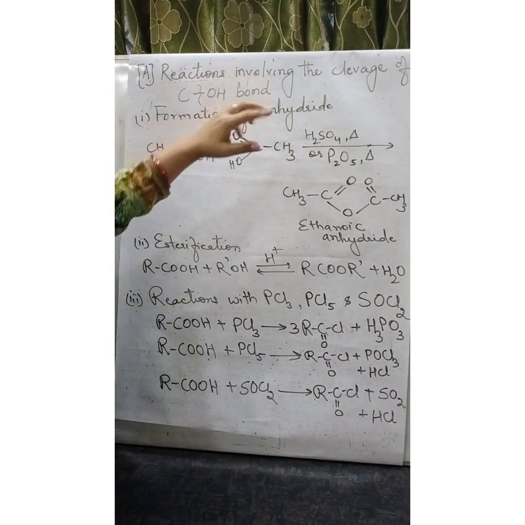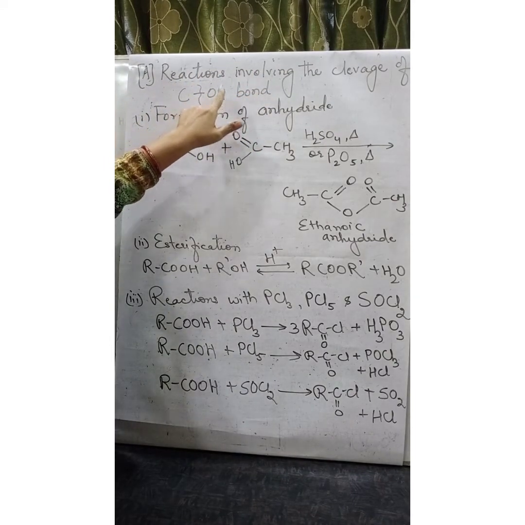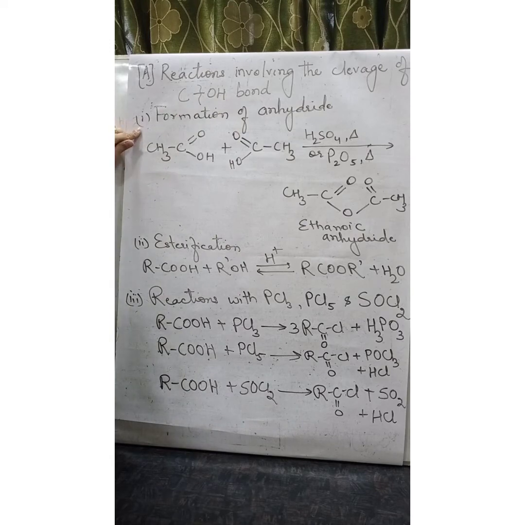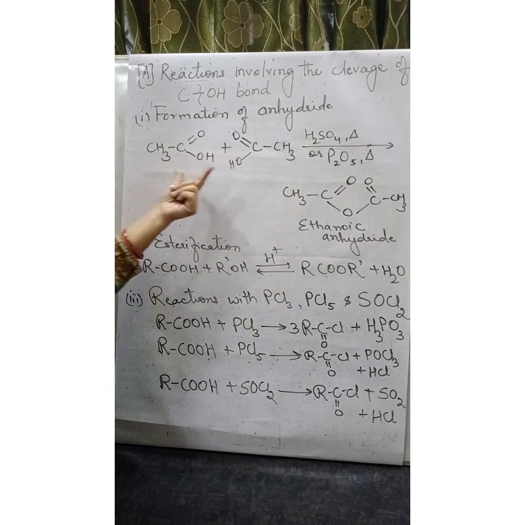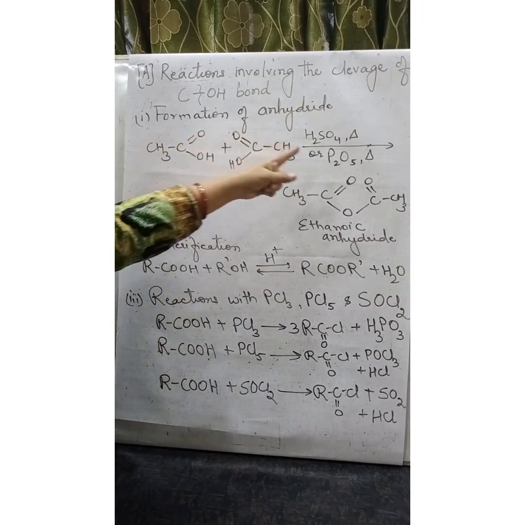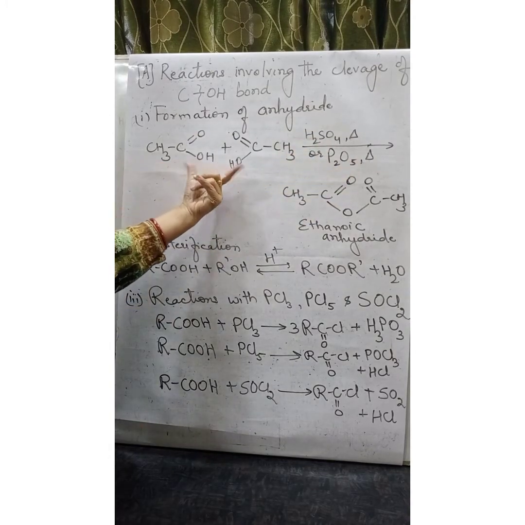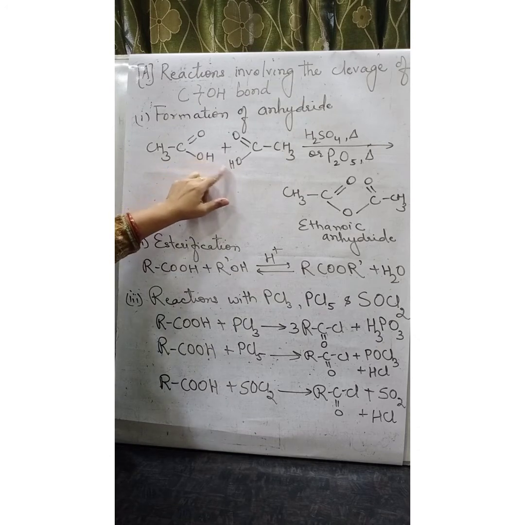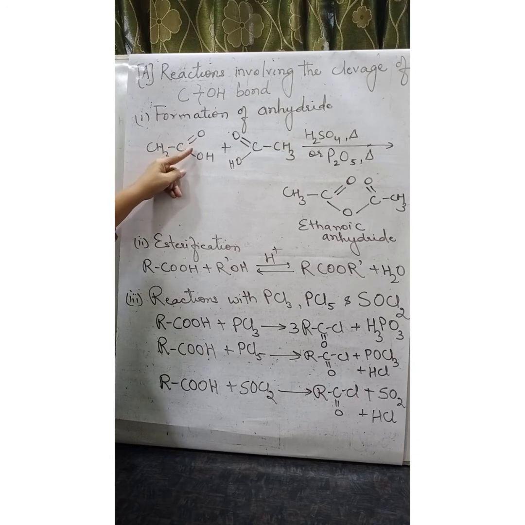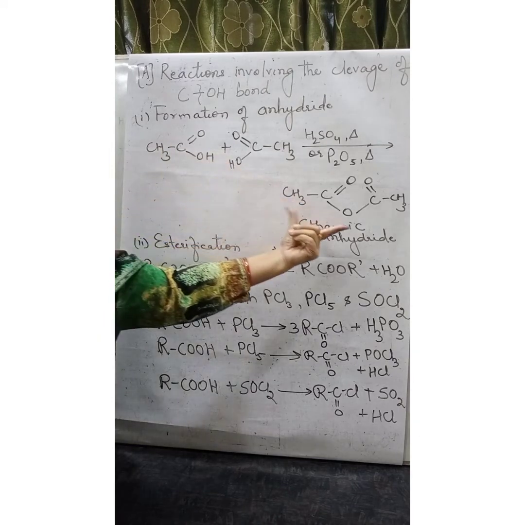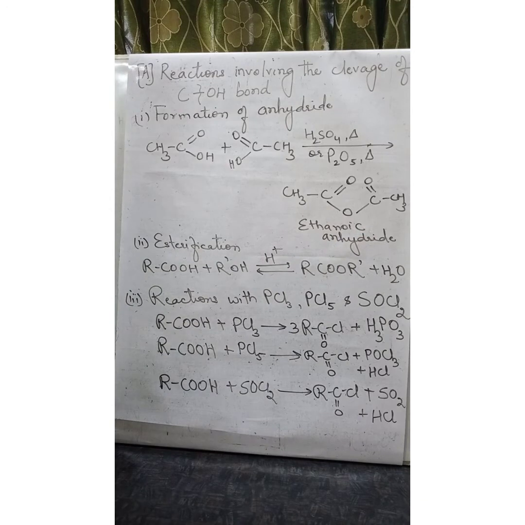Reactions involving the cleavage of the C-OH bond. The first reaction is formation of anhydride. Two molecules of acetic acid or ethanoic acid, when heated in presence of H2SO4 or P2O5, join together by the loss of water molecules. So you can see from here the C-OH bond breaks, this OH and one of the hydrogens from here is removed as water and it forms ethanoic anhydride.